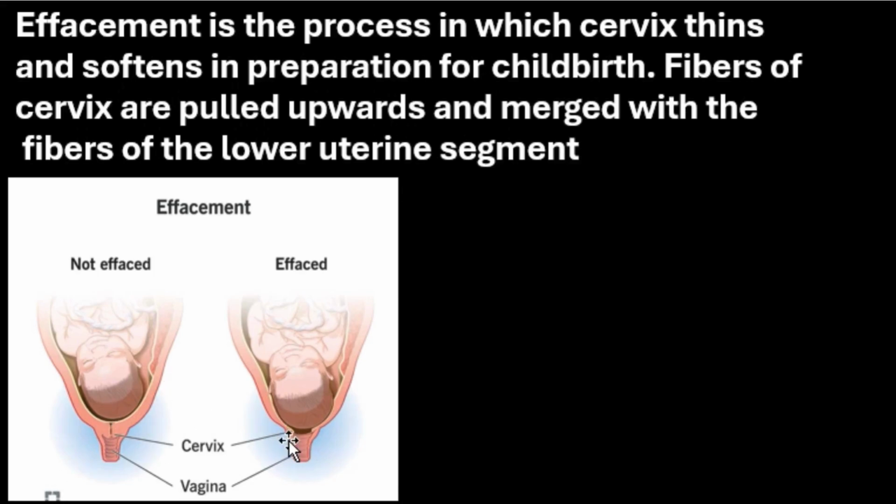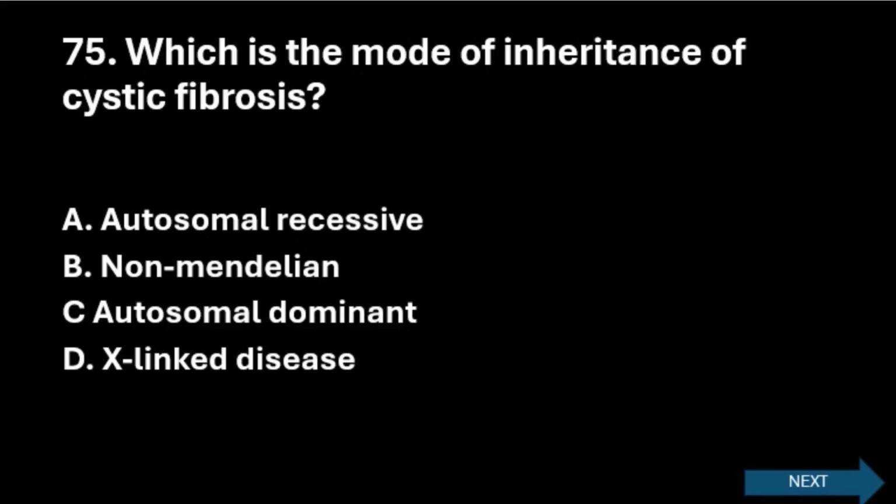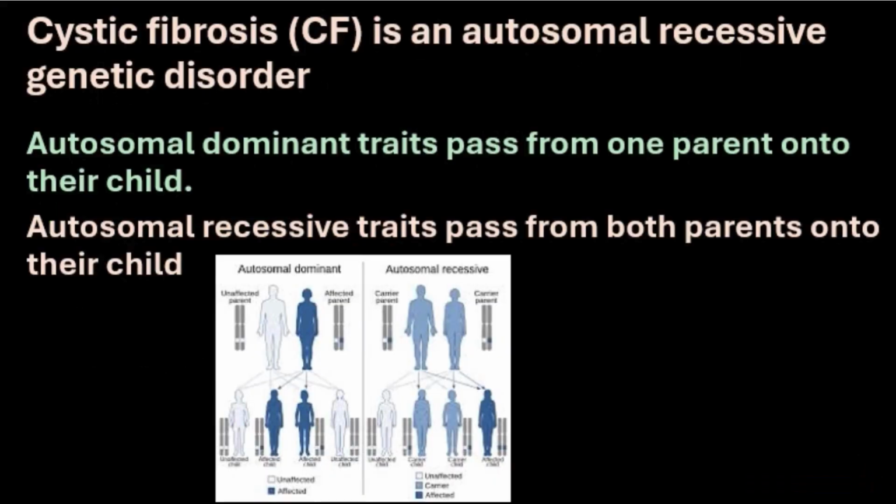Next question. Which is the mode of inheritance of cystic fibrosis? Option A, autosomal recessive. Option B, non-Mendelian. Option C, autosomal dominant. Option D, X-linked disease. So the right answer here is option A, autosomal recessive. Cystic fibrosis is an autosomal recessive genetic disorder. Autosomal dominant traits pass from one parent to their child, but autosomal recessive traits pass from both parents to their child. You can see the diagram here. In genetics, it will be discussed in more detail.